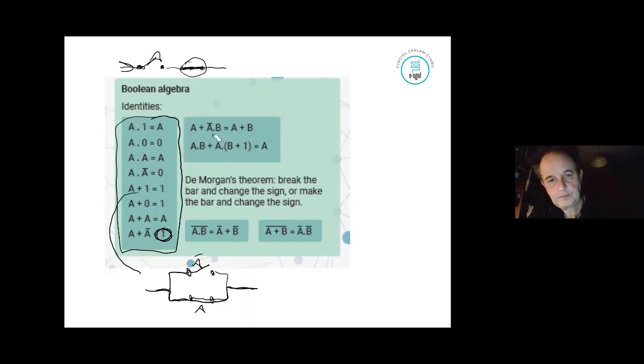The De Morgan, as I said, is not in your data sheet as well.